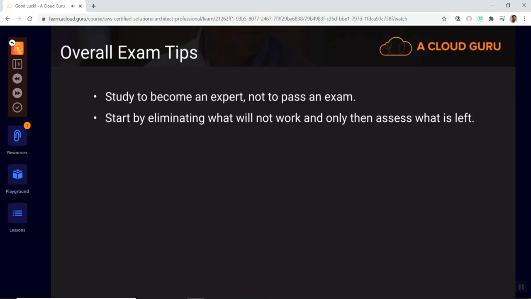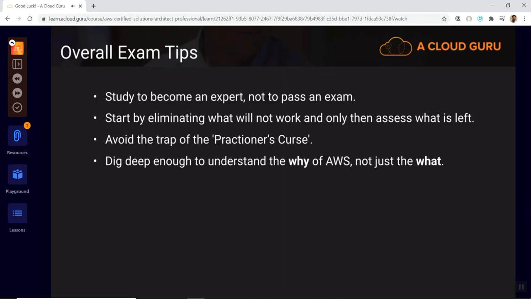And avoid the practitioner's curse. Don't try to read too much into the question based on your own personal experience. You have to be sure to focus yourself just on the words in the question and on the words in the answer. And sometimes you have to put best practices aside if they don't line up with the answer to the question. And you should really dig deep enough into AWS to understand the why, not just the what.